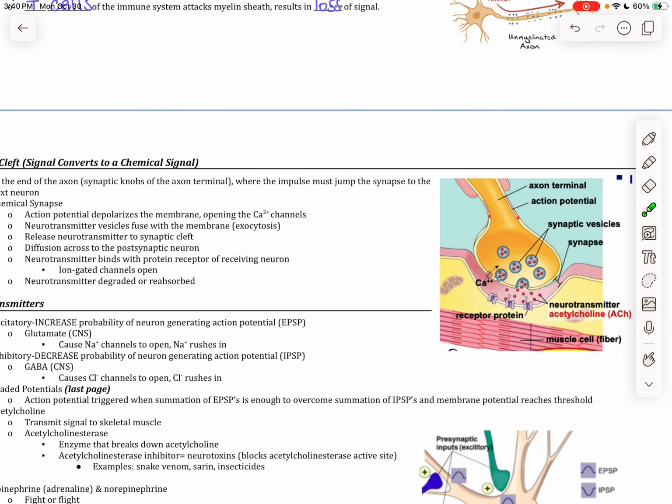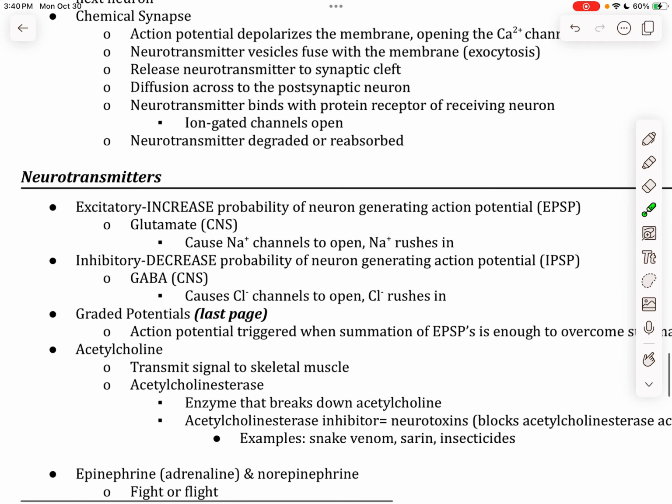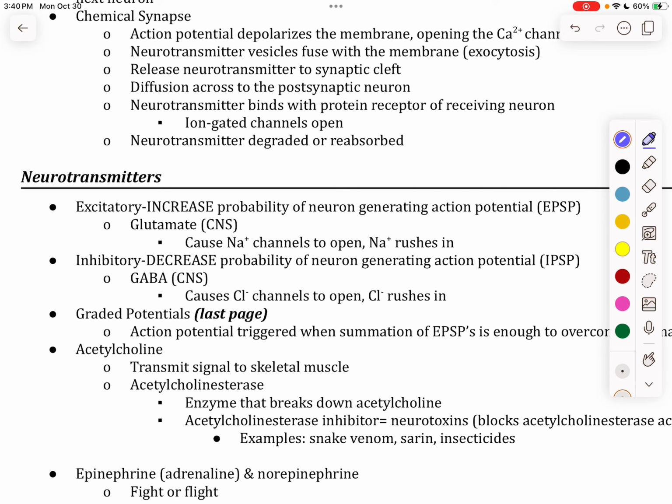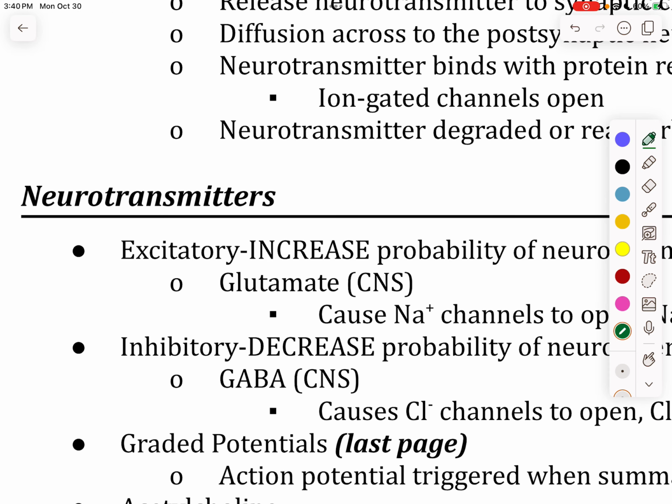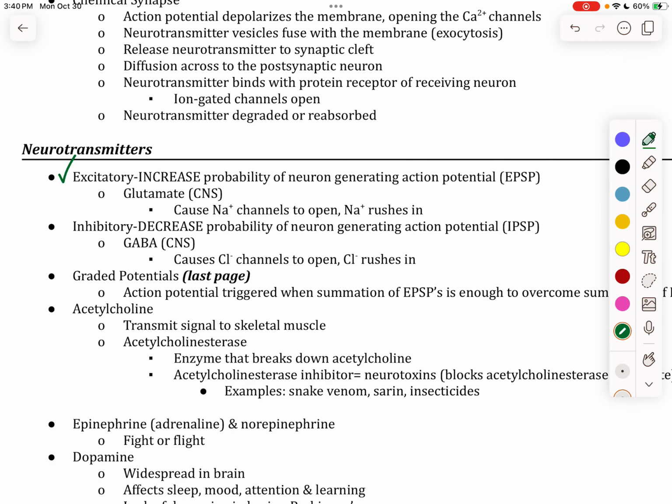So some examples of neurotransmitters that we might see are excitatory, which means that they are more likely to cause the action potential to fire. That is called EPSP, excitatory neurotransmitters, we're going to say. An example of this is glutamate. This glutamate causes sodium channels to open and sodium to rush in.